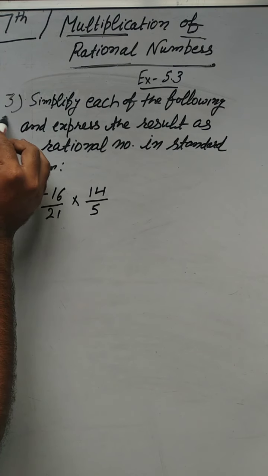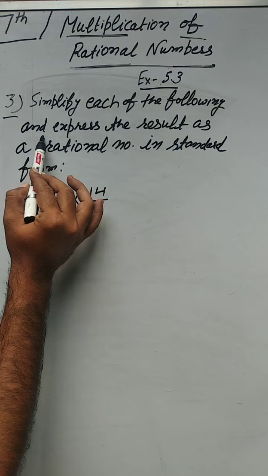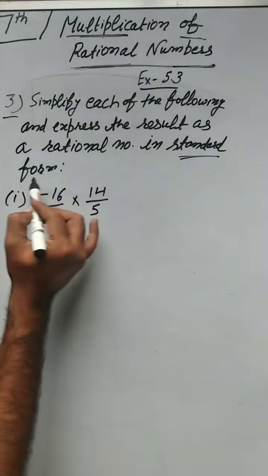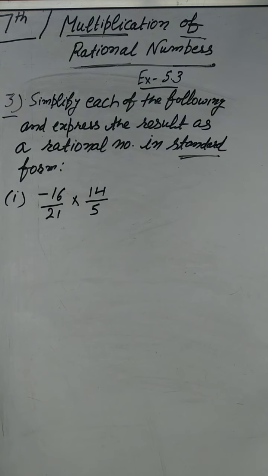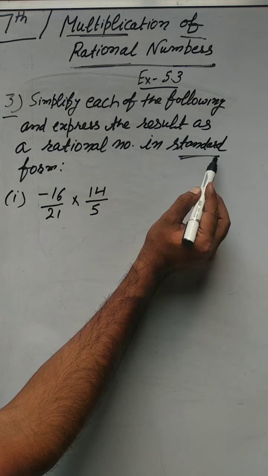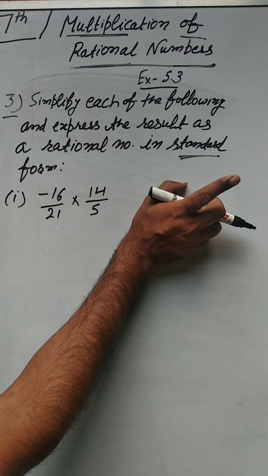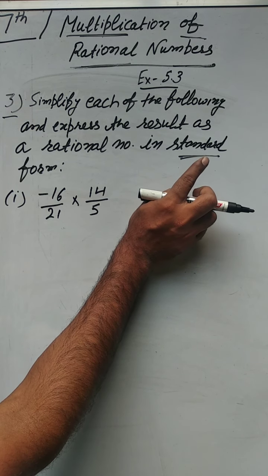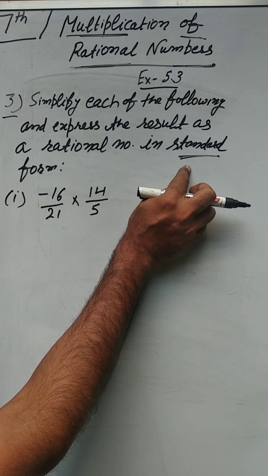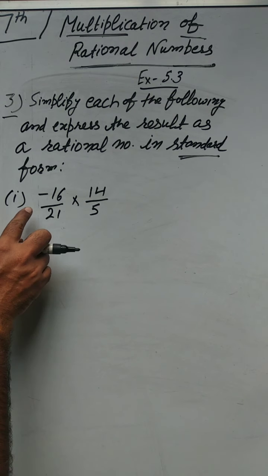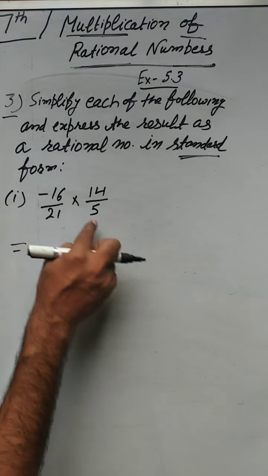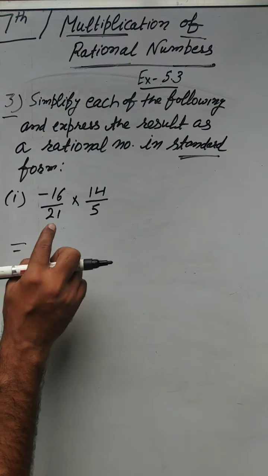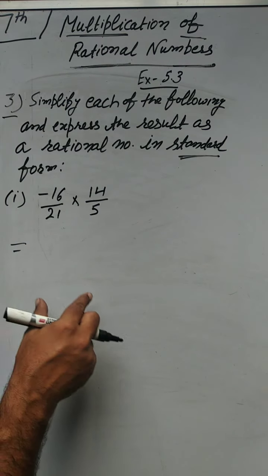Yes beta, question third. Simplify each of the following and express the result as a rational number in the standard form. You know how to represent a rational number in the standard form. But in the standard form, first of all, the denominator should be positive. In the answer, the denominator should be positive. And it should also be in the lowest form. Clear? It means automatically when you cancel numerator and denominator, if anything is common, it will be changed into the lowest form. Okay. But your denominator should always be positive in the final answer.